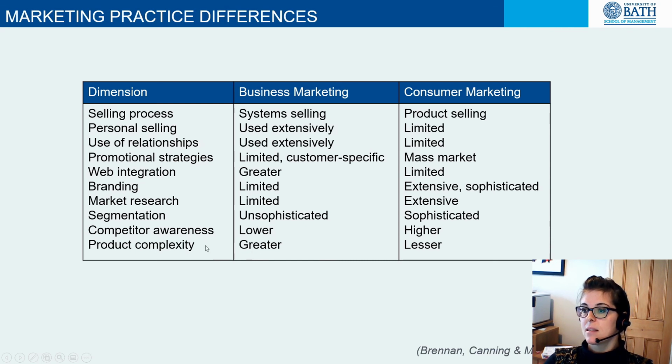Again, competitor awareness is lower because you don't know what your competitors are doing, you don't know who they are, and often there can be different ways to solve a problem that could result in different indirect competitors. So when you're looking at competitors, always think of direct and indirect competitors. And the product complexity, without a shadow of a doubt, is greater in the business-to-business environment.